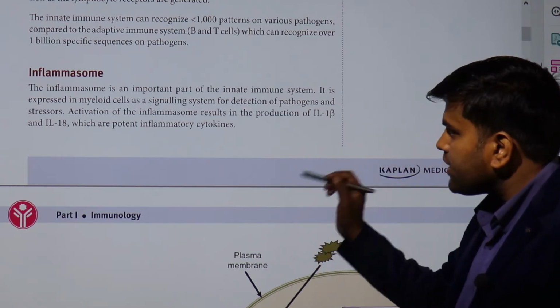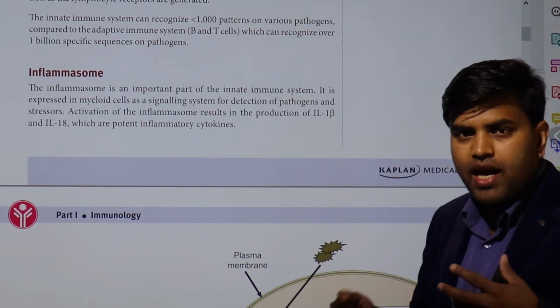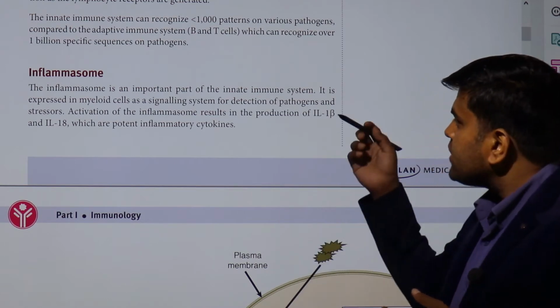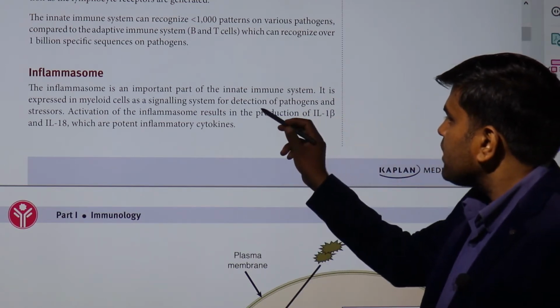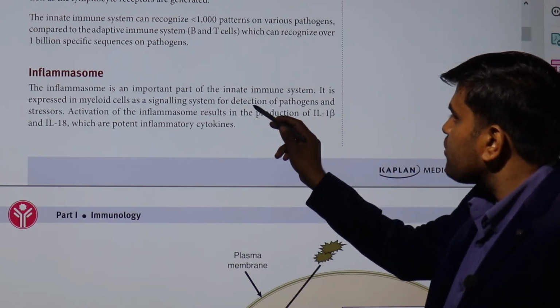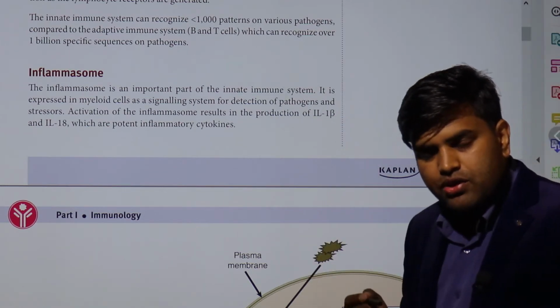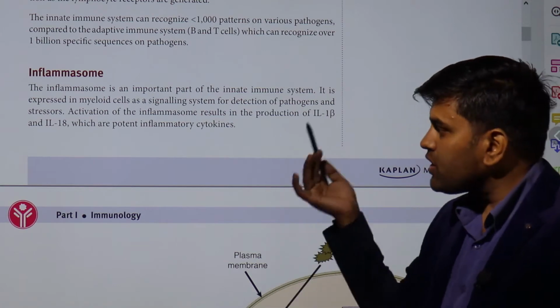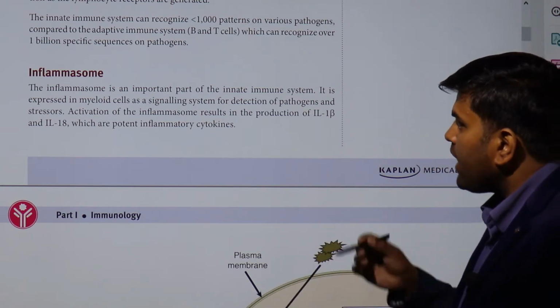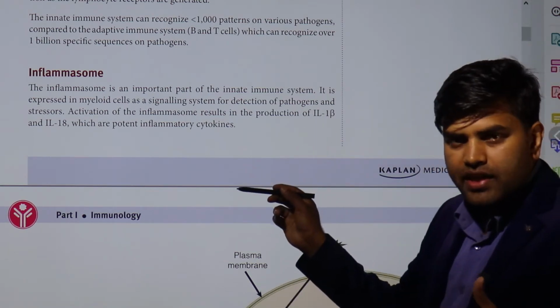They are present inside them, and how they are expressed, how they act, how they are activated by the stressors and the pathogen, signaling the system for detection of the pathogen and the stressors. So the myeloid cells, they detect the pathogen and stressor and then get activated. What happens when this gets activated?